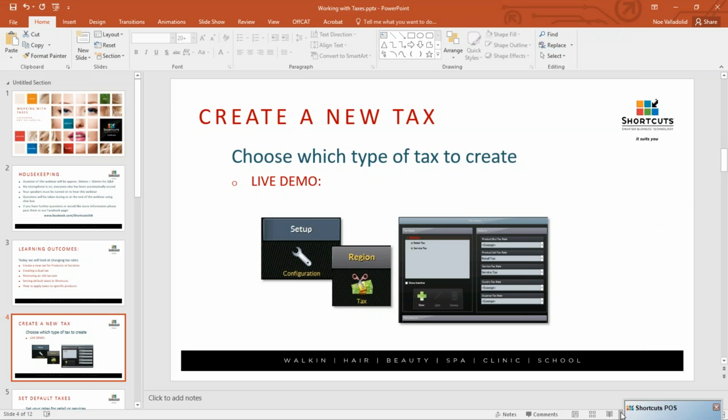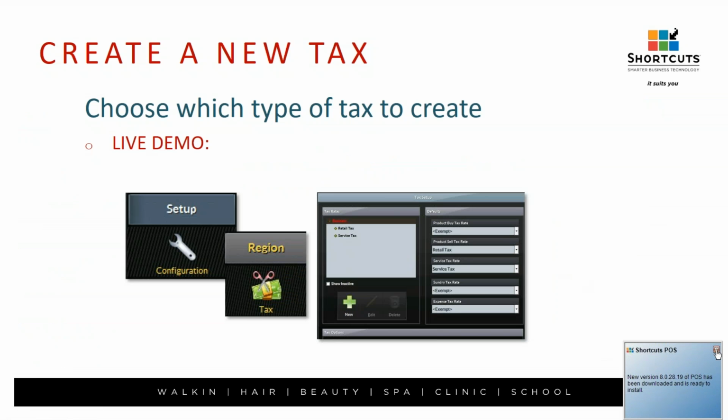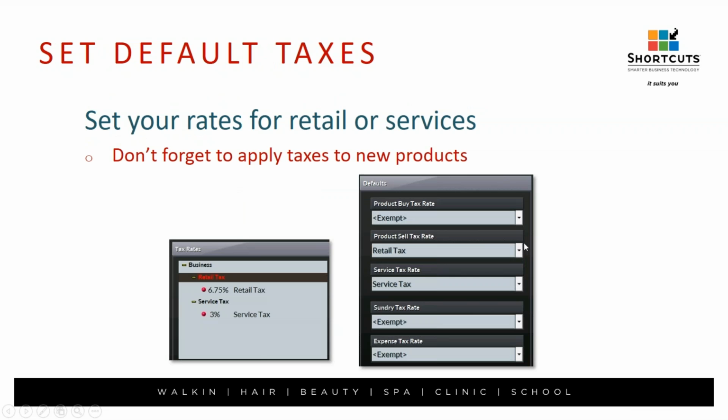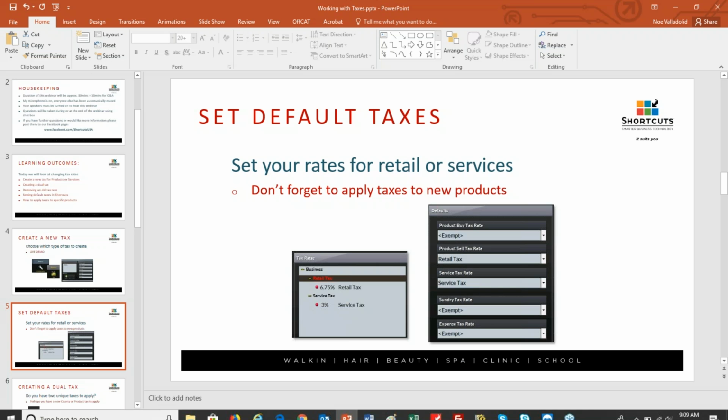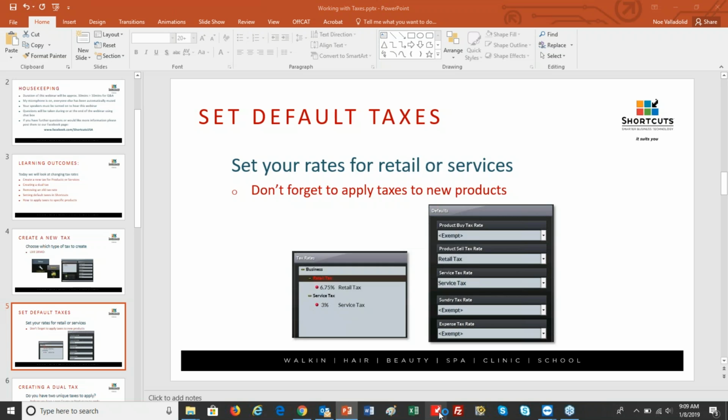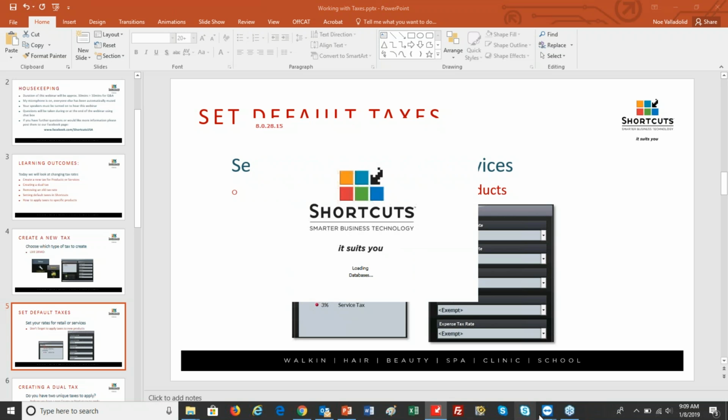So let's go back to the presentation. So then, when you need to set a default tax, moving forward, from this time until you change your taxes again, how do you set your default taxes? So on the same window that we were on, I'm going to jump back into Shortcuts.